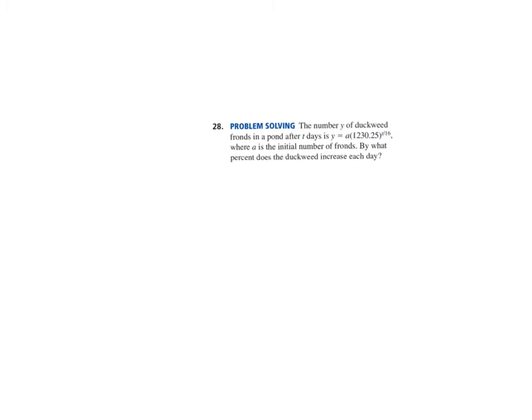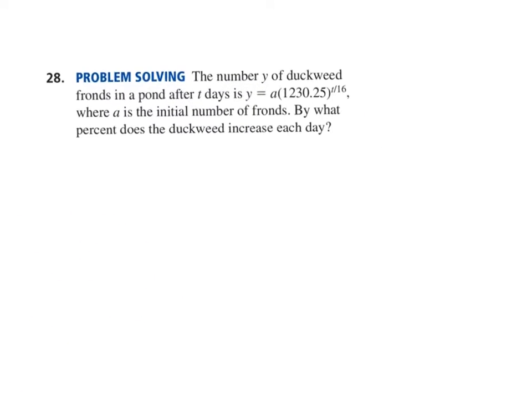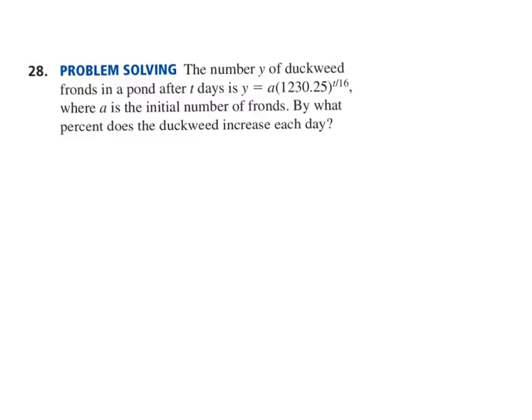Let's try number 28. The number y of duckweed fronds in a pond after t days is given by this equation, where a is the initial number of fronds. By what percent does the duckweed increase each day? So we're looking at y equals a times (1 plus r) raised to the t. You see it's greater than 1, so that should make sense. So now we want to separate this 1 over 16 here. So let's write it as 1,230.25 raised to the 1 over 16, and then t is on the outside.